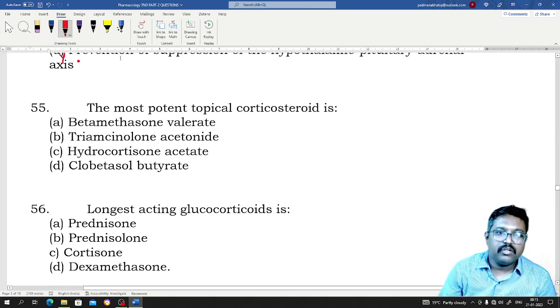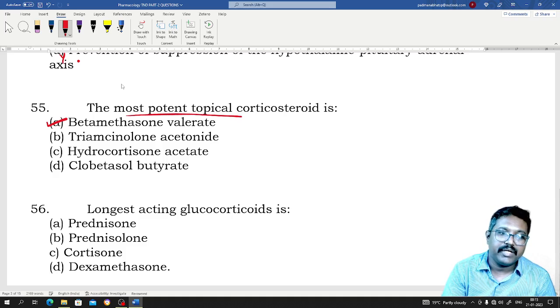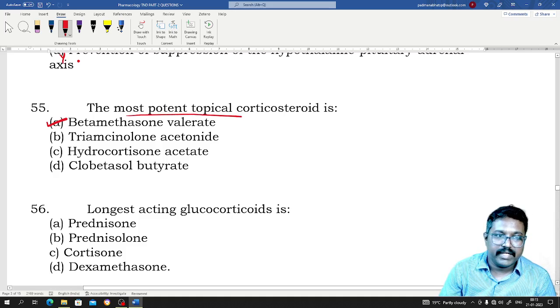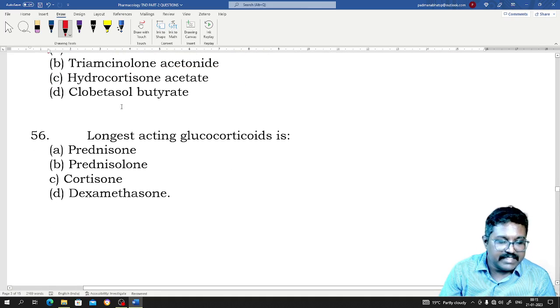So the most potent topical corticosteroids. Which is the most potent topical corticosteroid? The answer will be betamethasone. Betamethasone is the most potent topical corticosteroid. Okay, next moving on to the 56th MCQ.